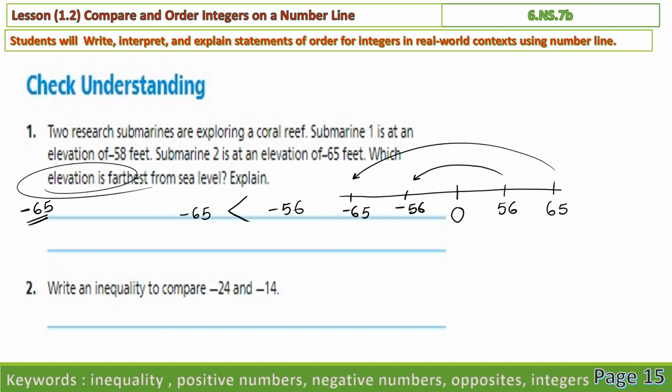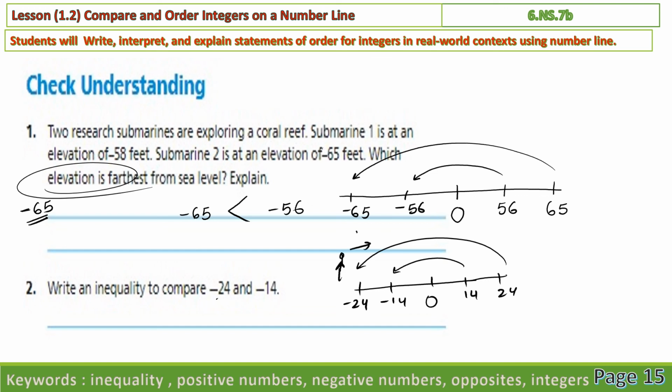Write an inequality to compare -24 and -14. You can visualize. Here is the 0, here 14 and here 24. On the other side, the reflection will be -14, and the reflection will be -24. From left to right, the numbers are increasing. So write an inequality: -24, -14. What is smaller? Of course, negative 24 is lesser than negative 14.